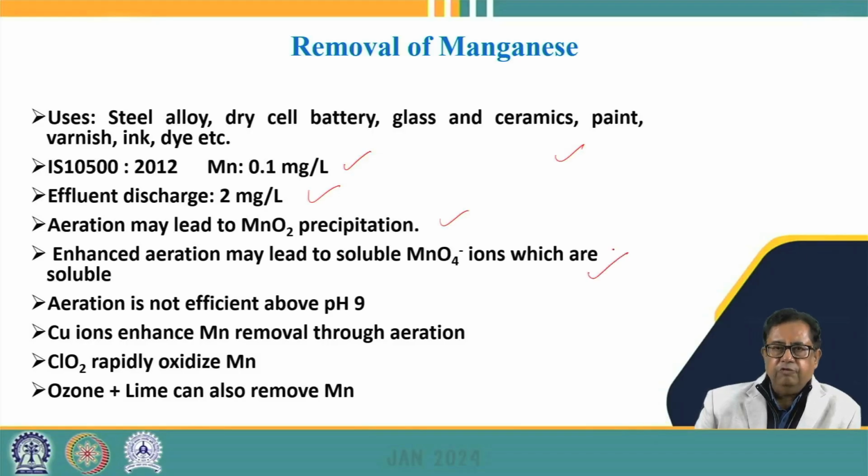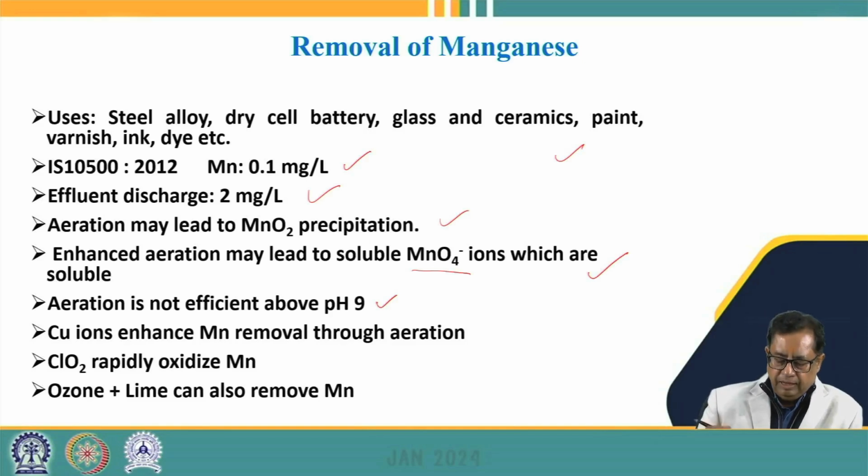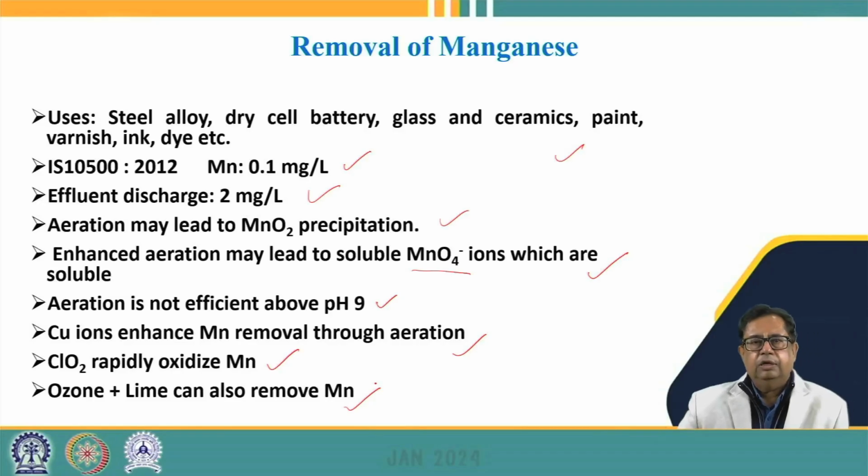But if we go for very enhanced aeration, it may also lead to soluble MnO4 minus ions, which are soluble, and that's why it may interfere with the MnO2 precipitation. Aeration is also not efficient if we are using a pH above 9, so we should try to do the aeration below pH 9. Copper may also enhance the manganese removal through aeration. If copper is present, then MnO2 precipitation is better. Chlorine dioxide can also be used for the precipitation of manganese. Similarly, ozone and lime can also remove manganese from water or wastewater.